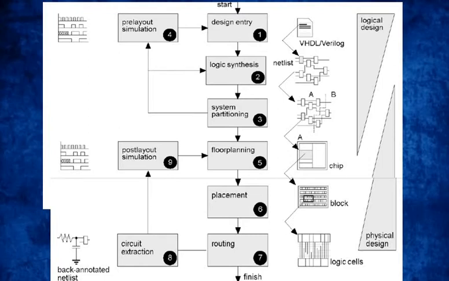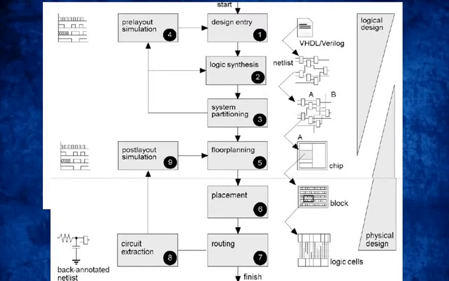In the back end you will have floor planning, meaning which area is required for which transistor, what space you are going to use. Then you will have placement, where you have to keep your blocks. Then routing, the proper connections that have to be given. Circuit extraction, where you give your resistance and capacitance properly.